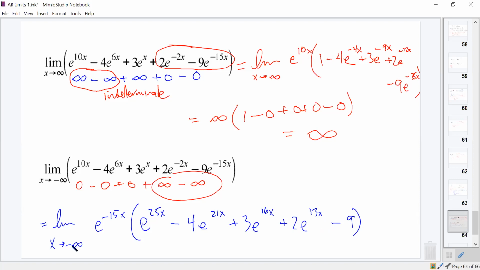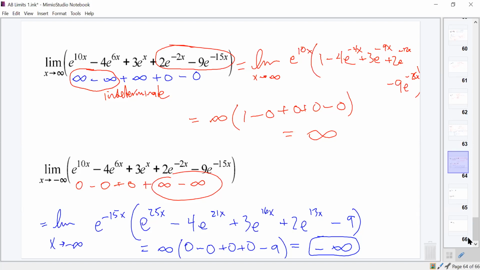And as x goes towards negative infinity, what is e to the negative 15x? Infinity. So we've got infinity times, and then all of these ones inside of here, except for the constant, are 0 now. And we end up with negative 9 times infinity, which is negative infinity. Good or no? Good. All right.